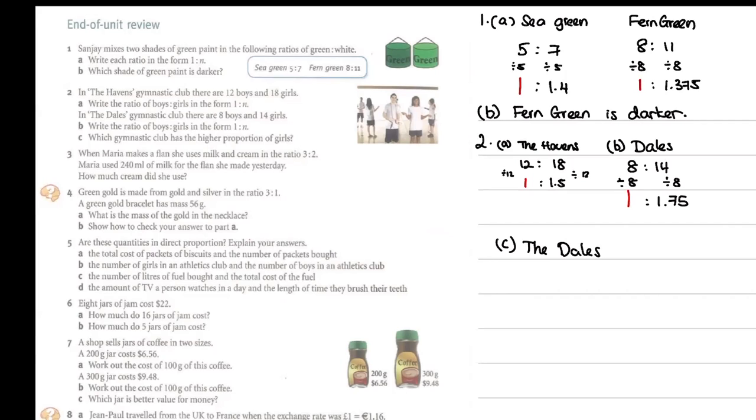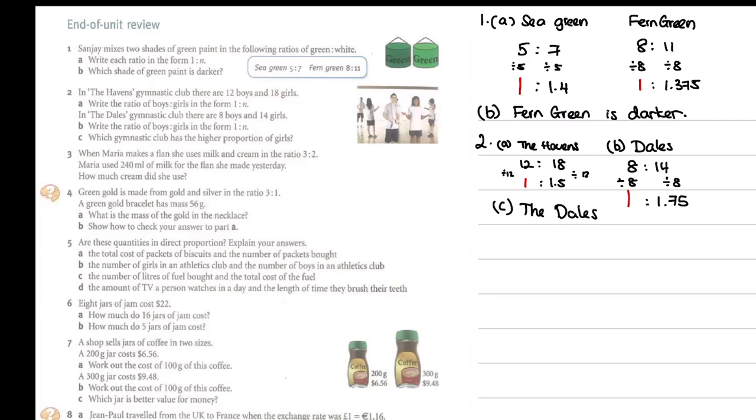Okay, how do I say this? Let's say there are 100 boys. If there are 100 boys in the Havens, there will be 150 girls in the Havens. But in Dales, if there are 100 boys, there will be 175 girls in Dales. Okay, so that's how we do it. So question C is the Dales.